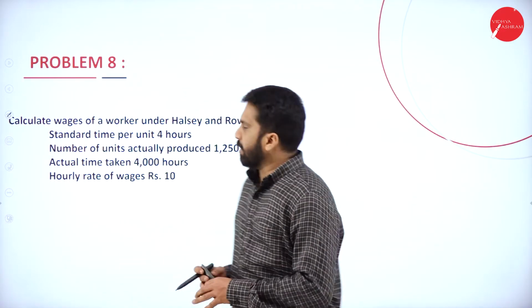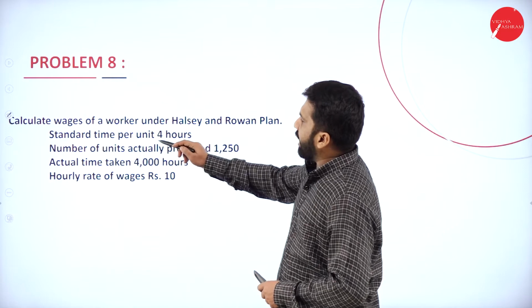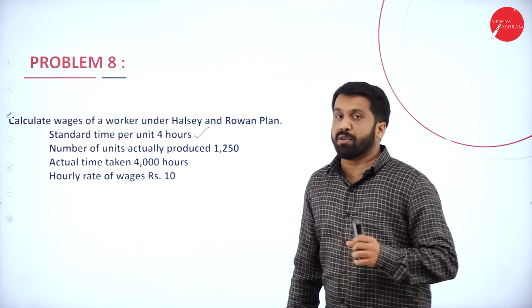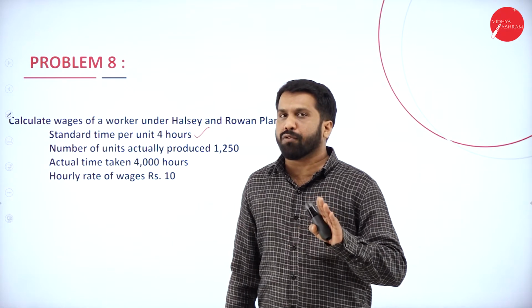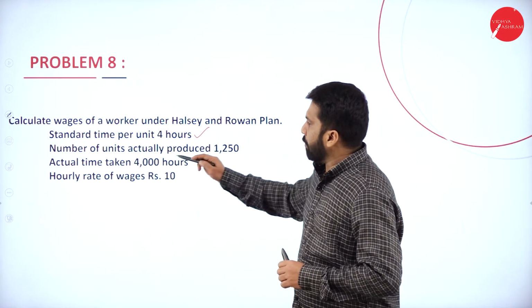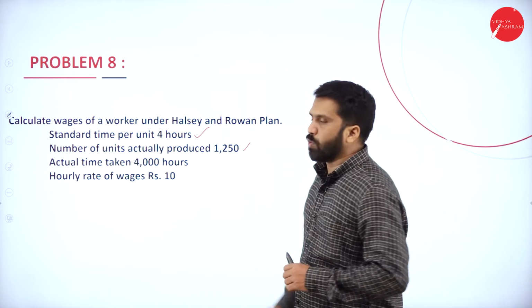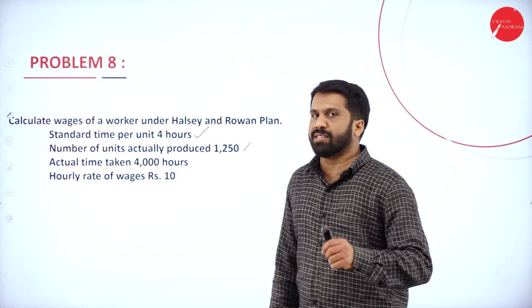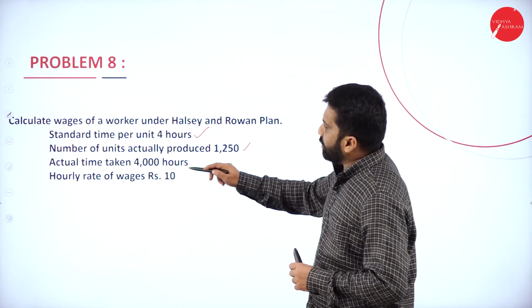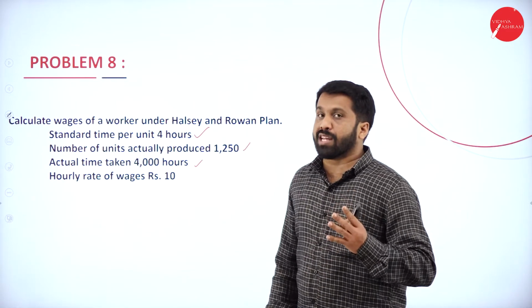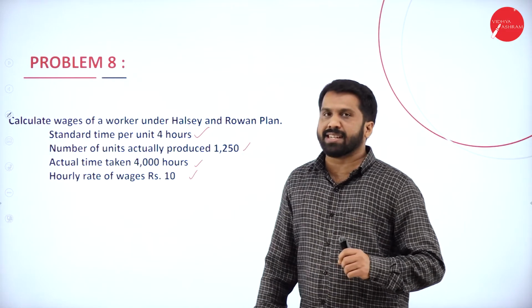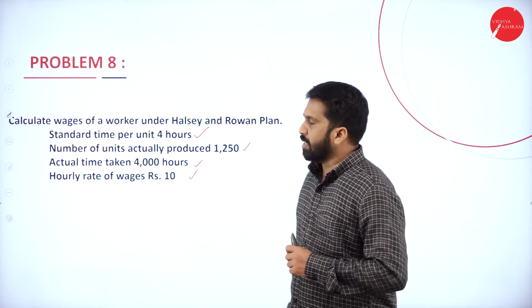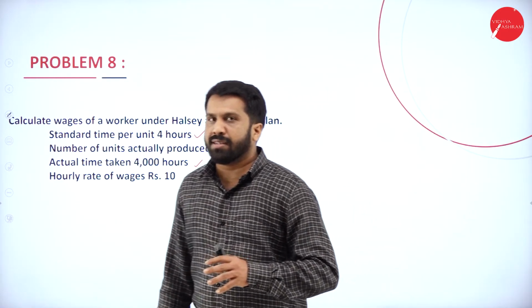Now, how to calculate this? Standard time is 4 hours per unit. So, if you want to produce 1 unit, you need 4 hours. Number of units actually produced is 1250. Actual time taken is 4000 hours. Hourly rate of wages is 10. These are the information they have given for your problem.